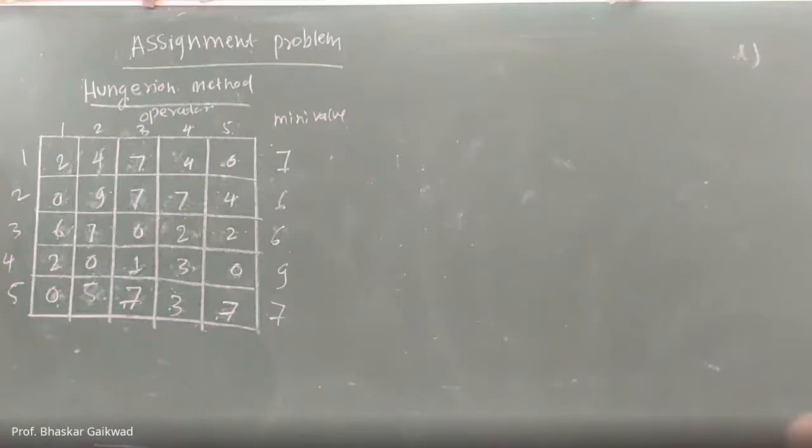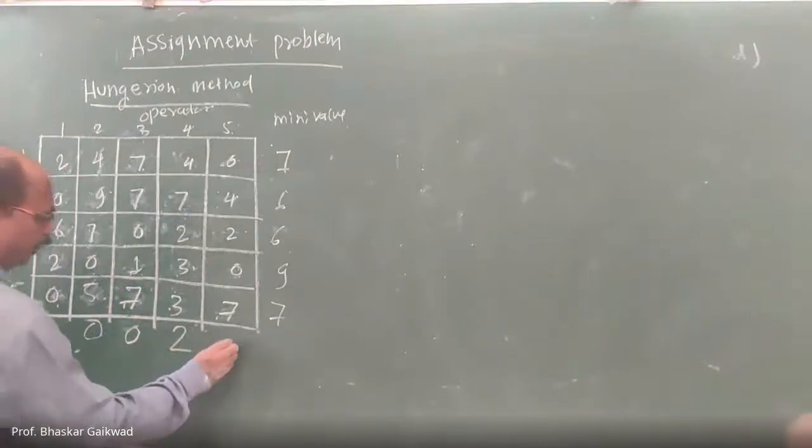So this is the first row reduction. Minimum value from each row you have to deduct from each element. You will get a matrix like this. Then you have to go for column reduction. So here it is, this is the minimum value. 0. Minimum value is 0. Minimum value is 2.